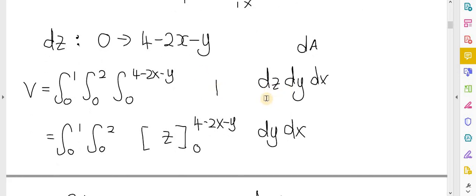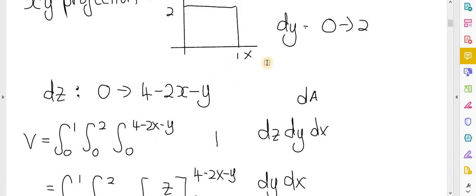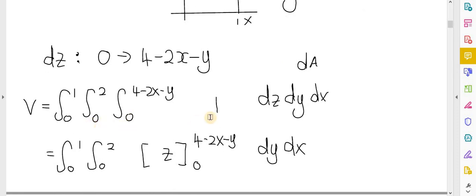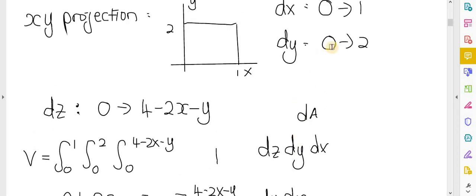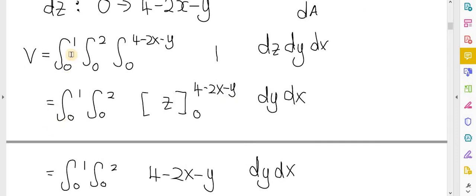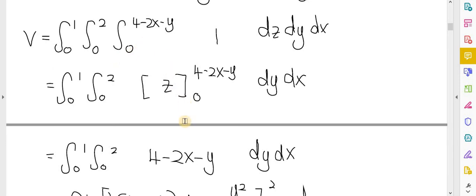Okay, so now we have to put all the intervals into our triple integral. Remember, the integrand is always 1, and for the dz, it will be from 0 up to this one, and for the dy, 0 up to 2, and dx, 0 up to 1. So this is how you define the intervals for a triple integral used to find the volume of the solid. So you integrate as usual. I hope you don't have any problem with integrations.